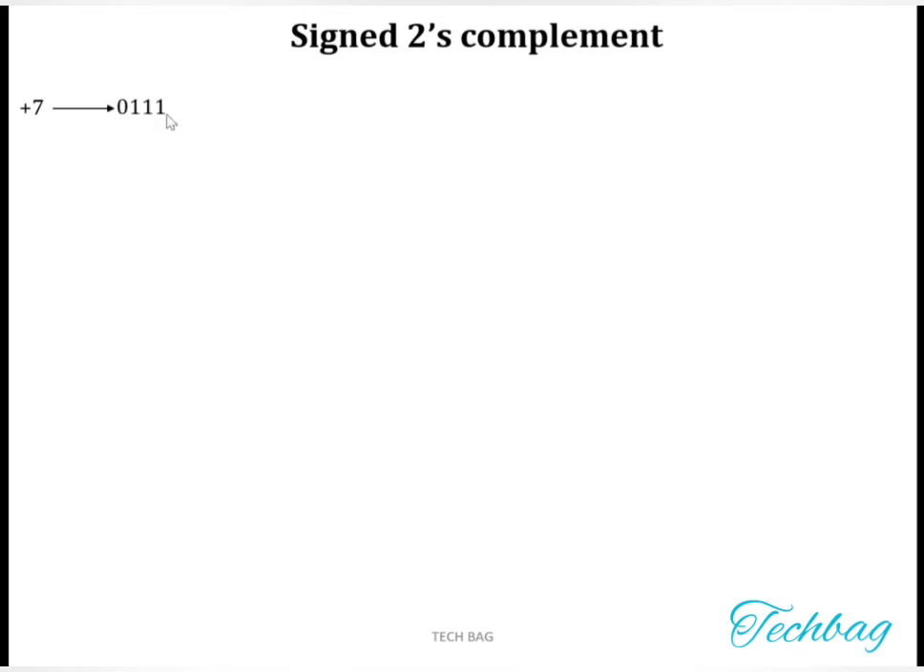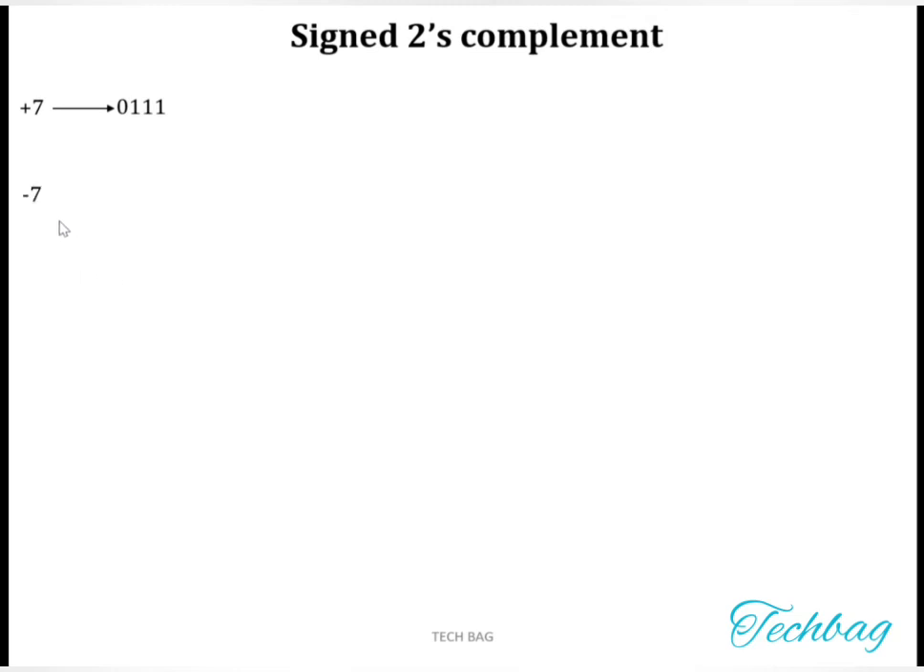Next one is signed 2's complement representation. So positive number representation is same in all the 3 methods. So here also plus 7 is represented as 0, 1, 1, 1. Next, we will see how to represent a negative number in 2's complement method. To get 2's complement, you have to add 1 with the 1's complement. Let us see how to find the 2's complement of the number minus 7.